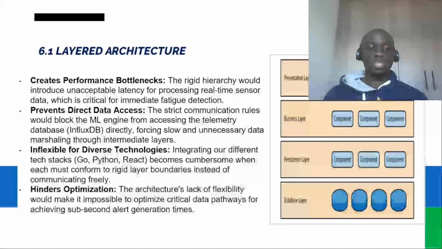Number 3 would be the inflexibility for diverse technologies. Integrating our different tech stacks such as Go, Python for machine learning, as well as React for our front-end would become cumbersome when each must conform to rigid layer boundaries instead of communicating freely. And lastly, it hinders optimization. The architecture's lack of flexibility would make it impossible to optimize critical data pathways for achieving sub-second alert generation times.